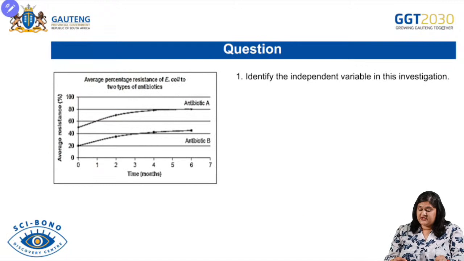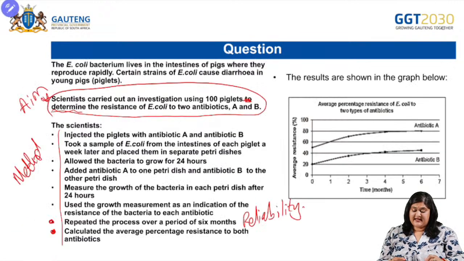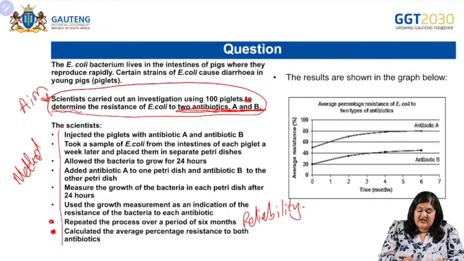Right, going through the questions quickly. I've actually answered a lot of them, and I see the clock is also going. Identify the independent variable in this investigation. It is the type of antibiotic. Yes, it's the type of antibiotic. I quickly want to go back to show you why I say that. Because over here it's showing you that these two antibiotics were administered. So the type of antibiotic was administered. And then they checked the resistance of the E. coli against that.